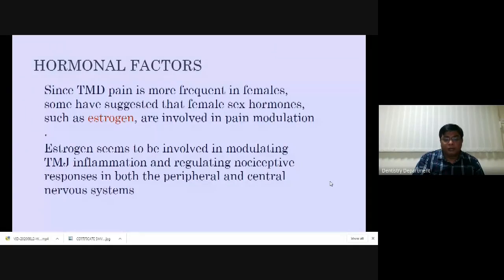So if the pain is persistent, you can discuss with the gynecologist to modify the level of estrogen if in need, if that is persistently occurring every month or during pregnancy. You can have a consultation, you can have a discussion with your patient's gynecologist.